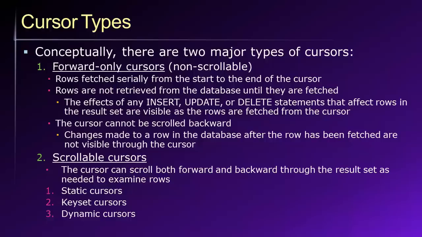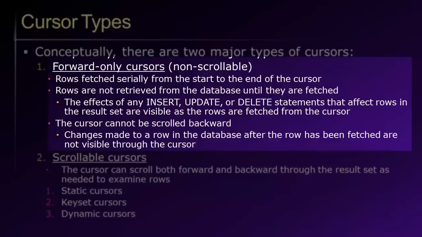Conceptually speaking, we have two major types of cursors. There are forward-only cursors, also called non-scrollable cursors, and scrollable cursors. As the name suggests, in a forward-only cursor, our rows are fetched one at a time from the start to the end of the cursor. We iterate through the cursor one row at a time, and we can only move in one direction. That is, we cannot stop halfway through and look at the previous row in the cursor, for example. We start at the first row in the result set, we then move to the second row, to the third row, to the fourth row, and so forth until we reach the end of the result set, and at no time are we allowed to move backward through the result set.